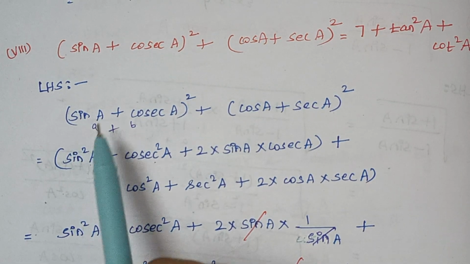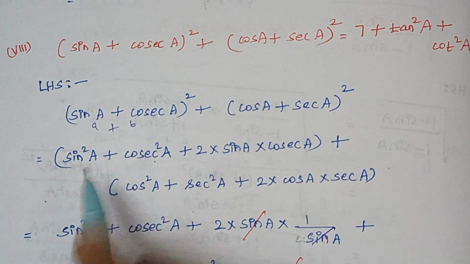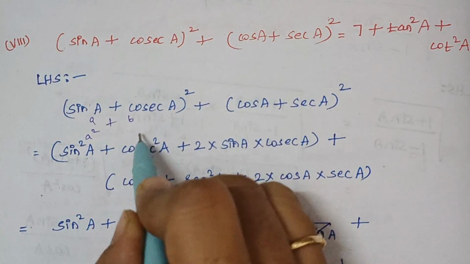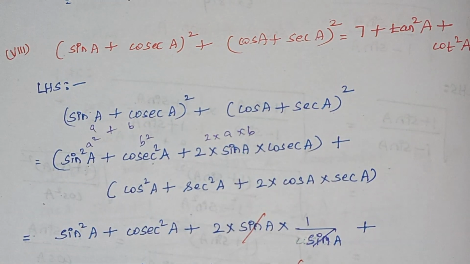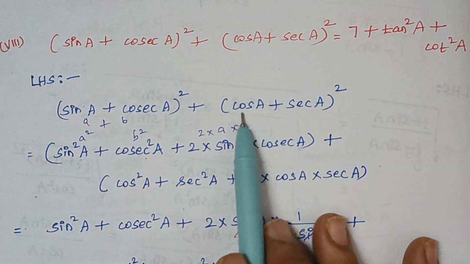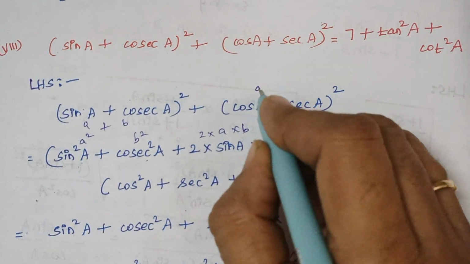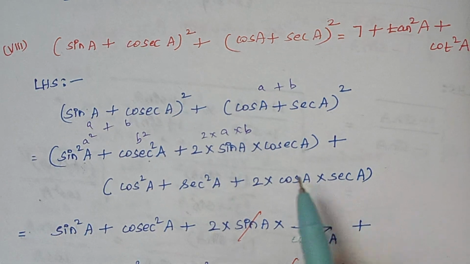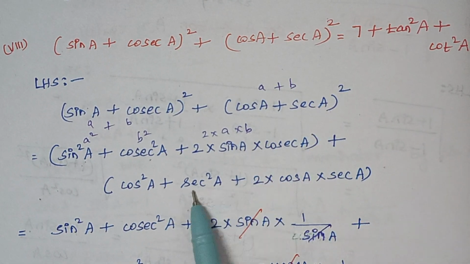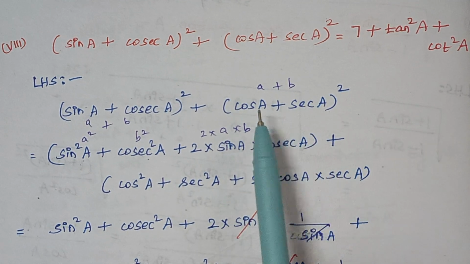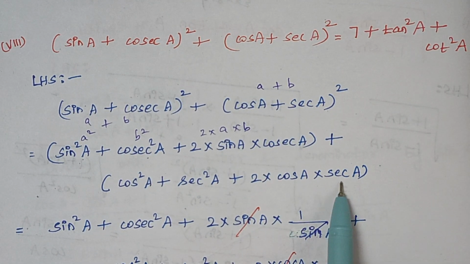So sin² A is your A², this is your B², and this is your 2AB. Similarly, we are going to expand this expression also, again in the format of (A + B)². So here it can be written as cos² A + sec² A + 2 times cos A into sec A.